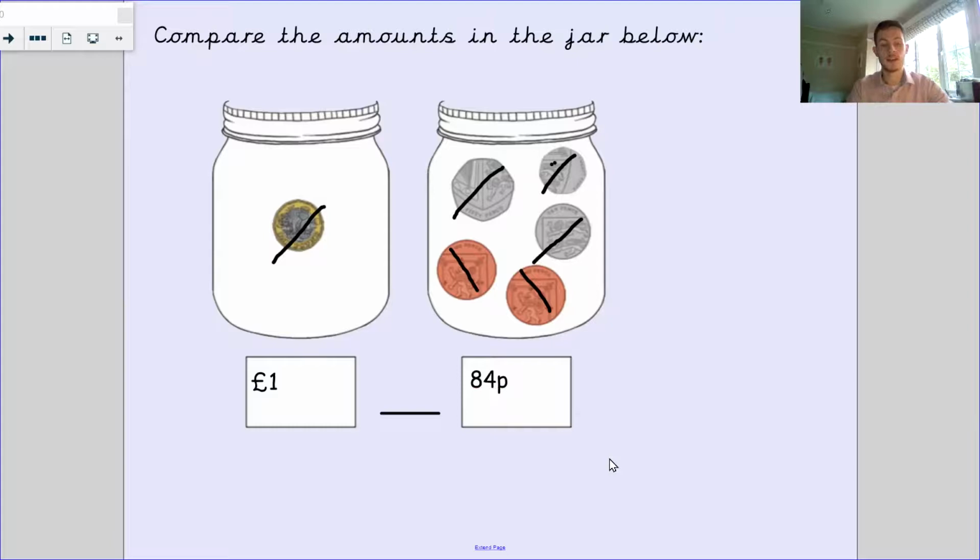Right, now I need to tell you which one is going to be more than, less than, or equal to. Well, in the middle, I'm going to write that £1 is more than, because again, this is the same as 100 pennies, and 100 is more than 84 pence.